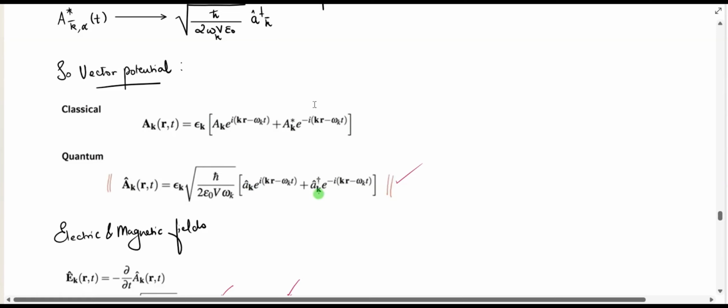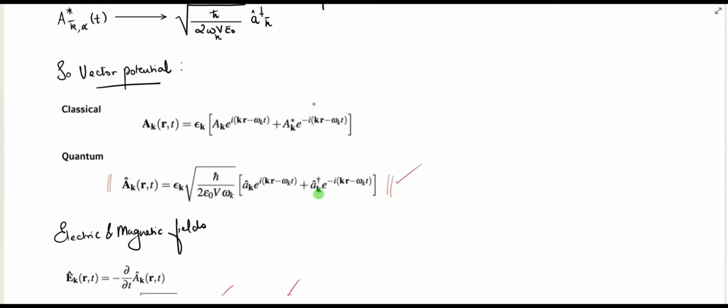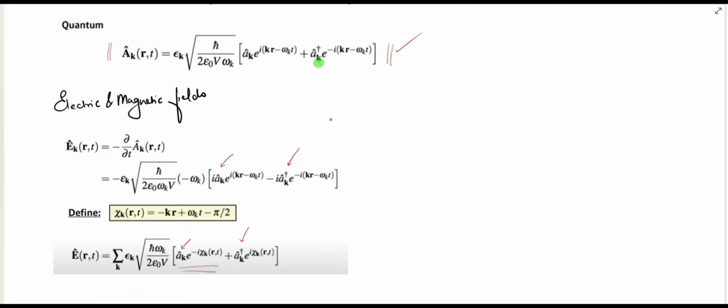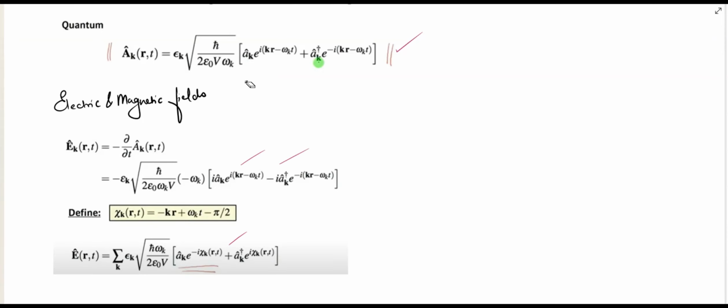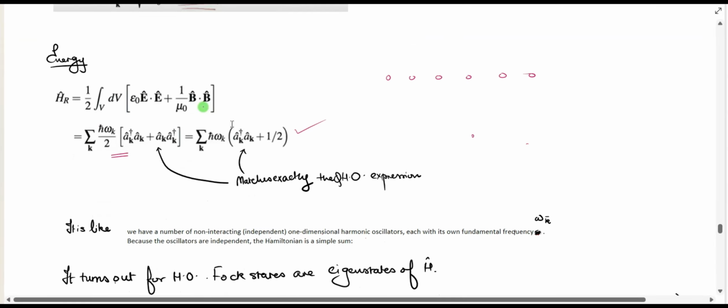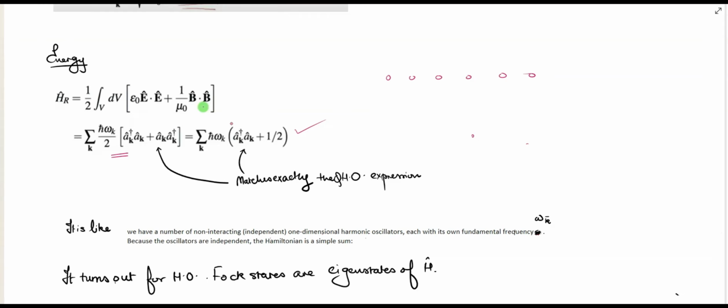By using this kind of a transformation, the semi-classical electromagnetic vector potential now becomes quantized and is written in this manner. The electric and magnetic fields are given by these expressions in the quantized form. And the energy, which needs special attention, is now in the quantized form, looks like this.